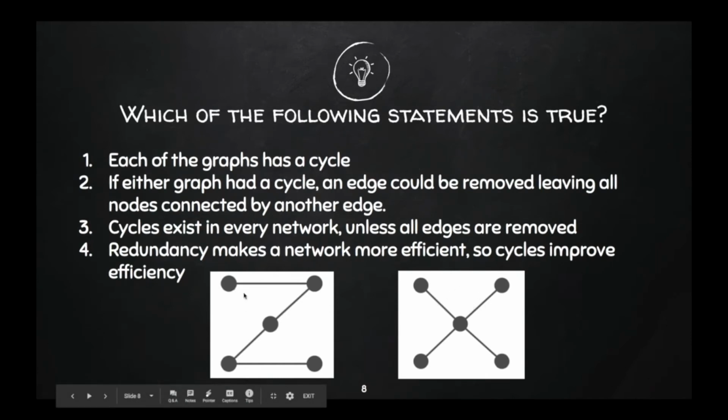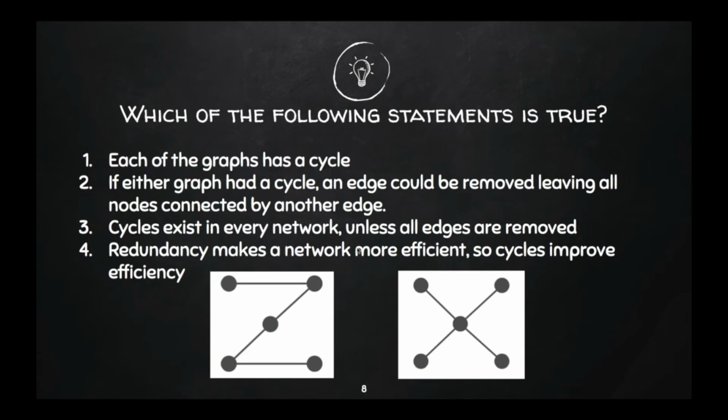Same thing here. If we put an edge here, as long as we only remove one of these three edges, we'd still be connected. But if we remove some of them, we might not be connected. So that's kind of an if. It is true, an edge could be removed, but it has to be a specific one. Cycles exist in every network unless all edges are removed. Well, that's not true. These are both networks and they don't have any cycles, so that's not a true statement.